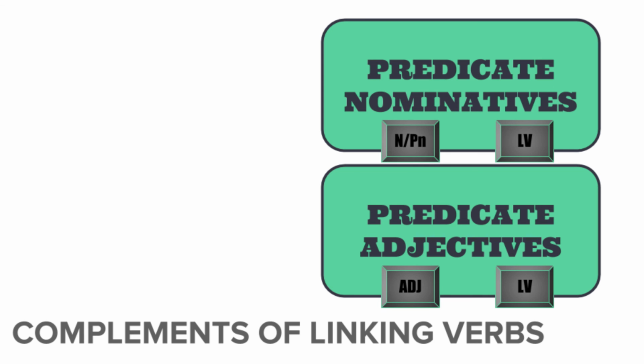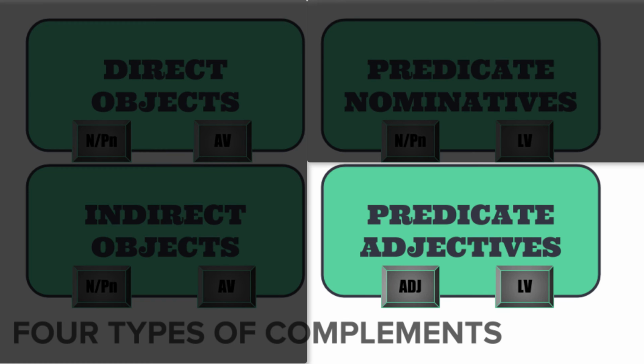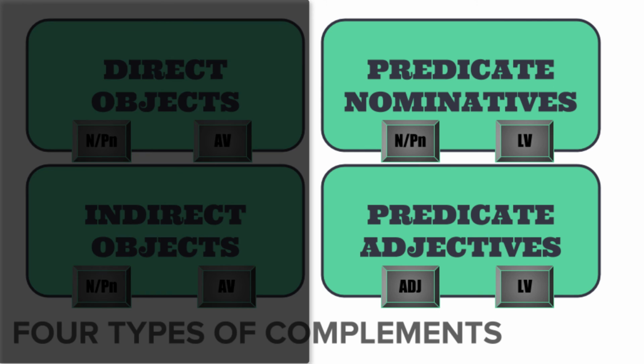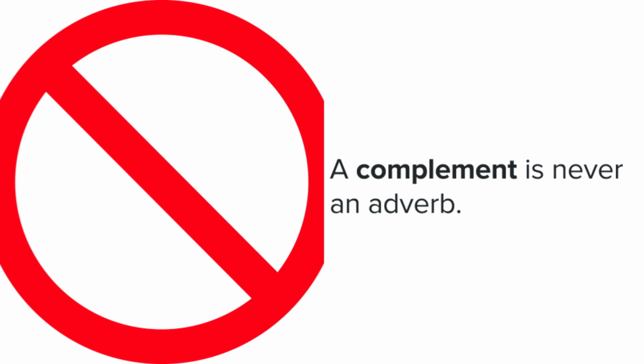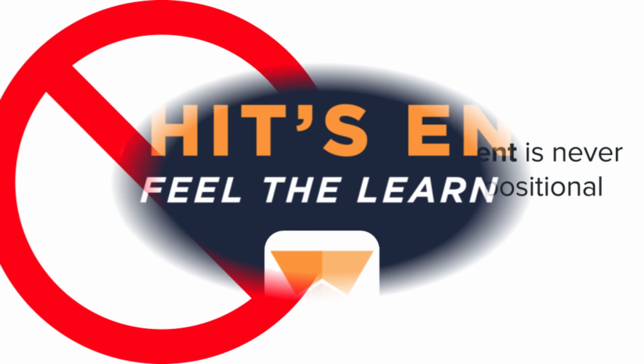So for our four types of complements, 3 of them work with nouns and pronouns. 1 of them works with adjectives. 2 of them follow action verbs, and the other 2 follow linking verbs. Remember, a complement will never be an adverb, and also remember that a complement is never part of a prepositional phrase. Alright, this wraps up our review of complements.